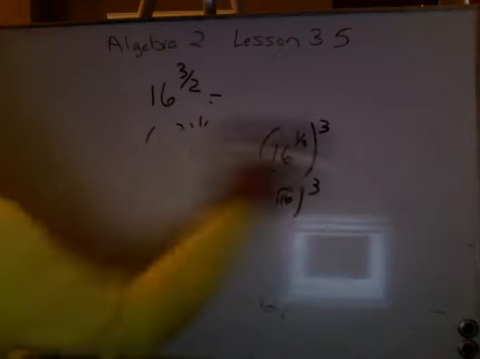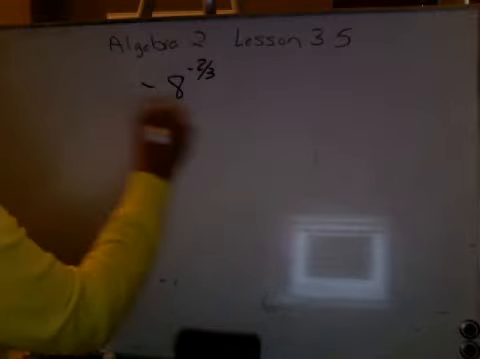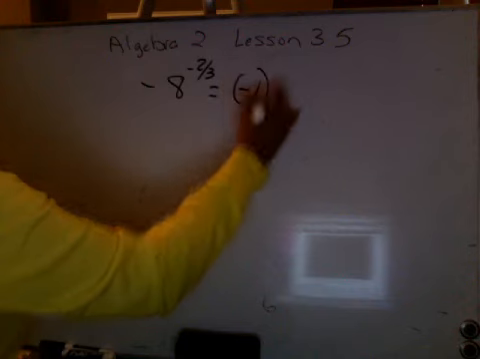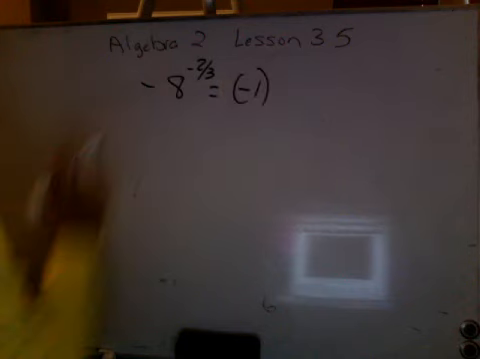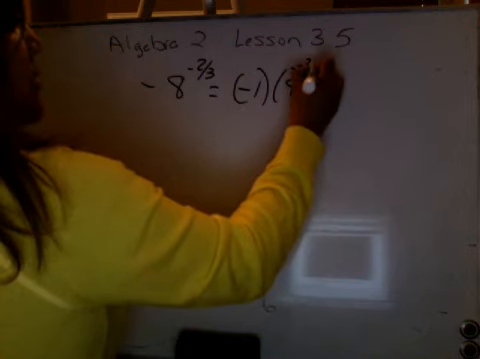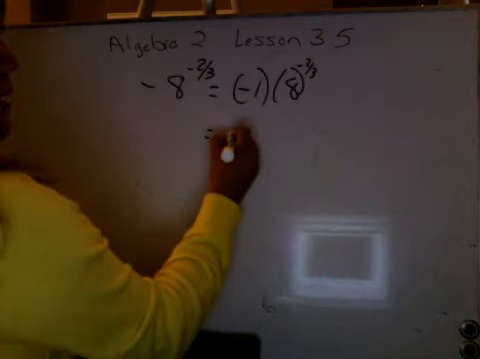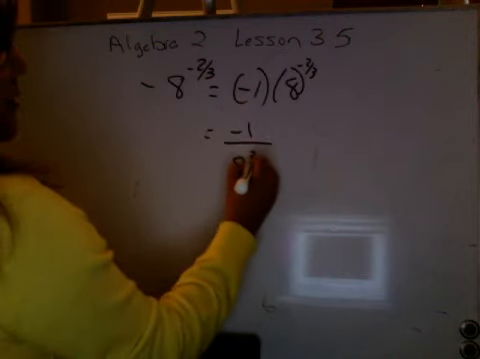So, same thing, let's look at this problem. Negative 8 to the negative 2/3 power. Well, first of all, we have to remember that the negative is not protected, so it doesn't go with the base. So you have 8 to the negative 2/3. I want to take the reciprocal because I want to get rid of that negative exponent. So it becomes negative 1 over 8 to the 2/3.